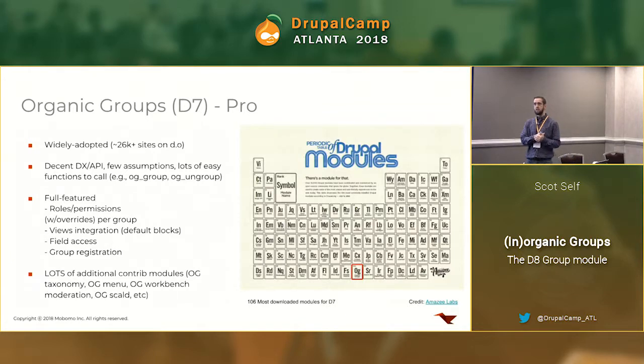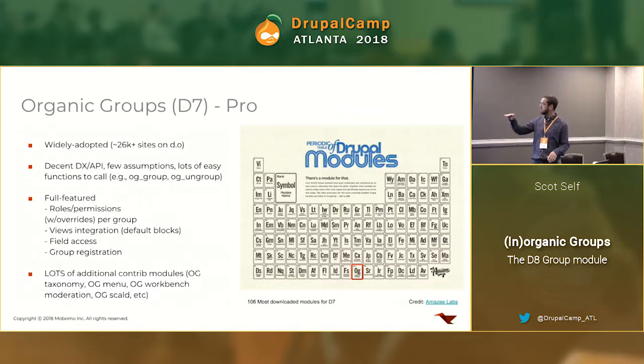In USGS, we make a lot of use of OG menu, OG taxonomy, workbench moderation, Scald. Does anybody use Scald out here for media management by chance? Yeah? All right, I got one. Scald's the bomb. If you never used Scald in Drupal 7, it's awesome. A lot of the guys involved in that helped bring media into core in 8.